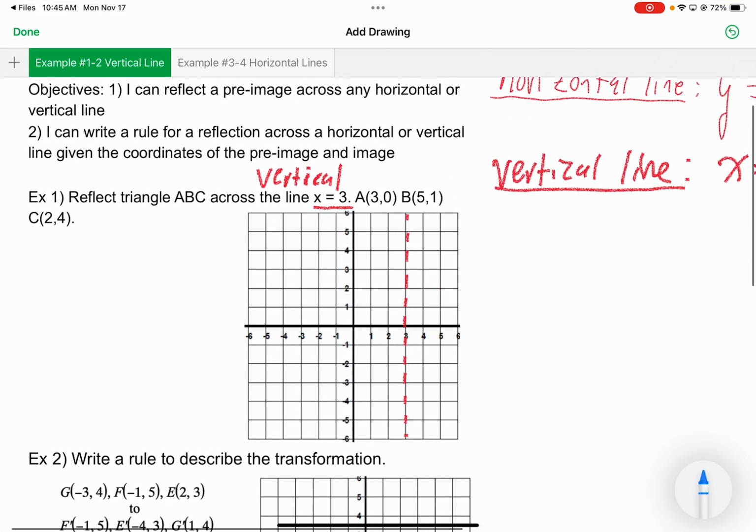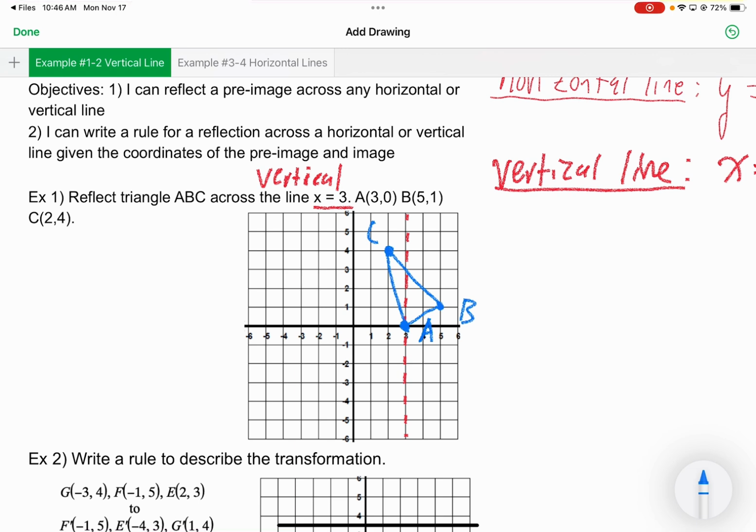Now notice I did not give you any rules. That's because there aren't any rules. In order to find our coordinates, we just need to count. So it is definitely best for us to have a graph, okay? Sparrow, I need you with us, buddy. So my coordinates are A at 3, 0. B is at 5, 1. And C is at 2, 4, which is here. So there's C. I have this triangle, and I want to reflect it over that line.